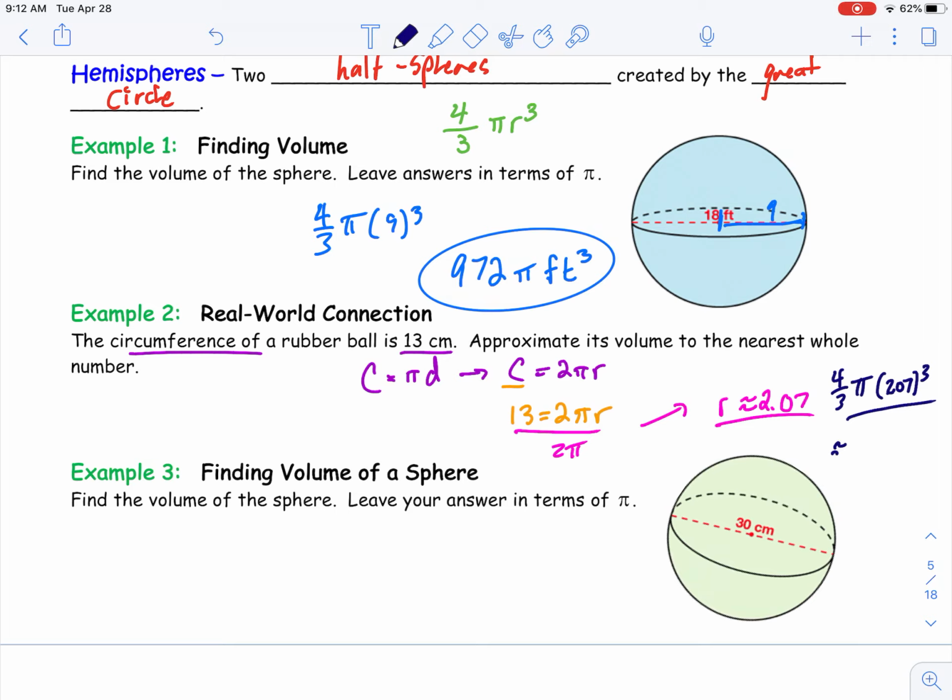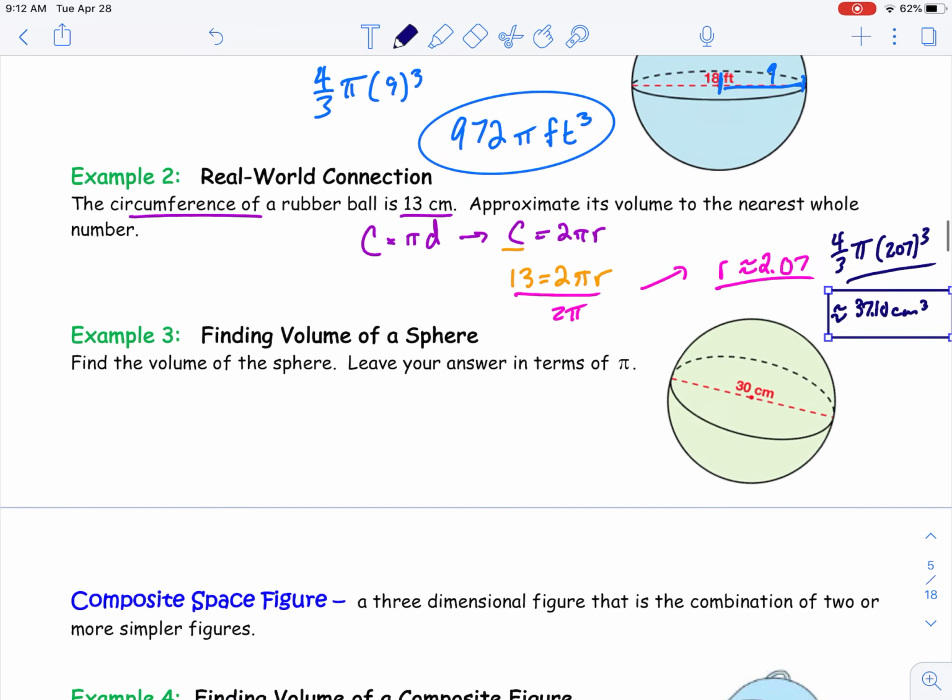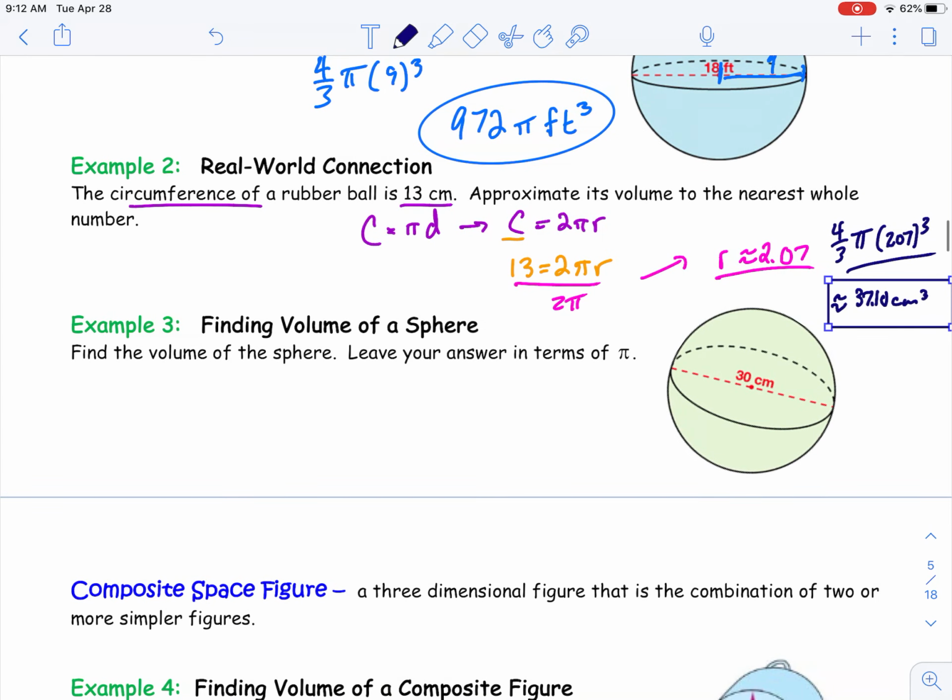And I get that the volume is about 37.10 centimeters cubed. Done. Again, the volume of a sphere relies on the same consistent formula again and again.